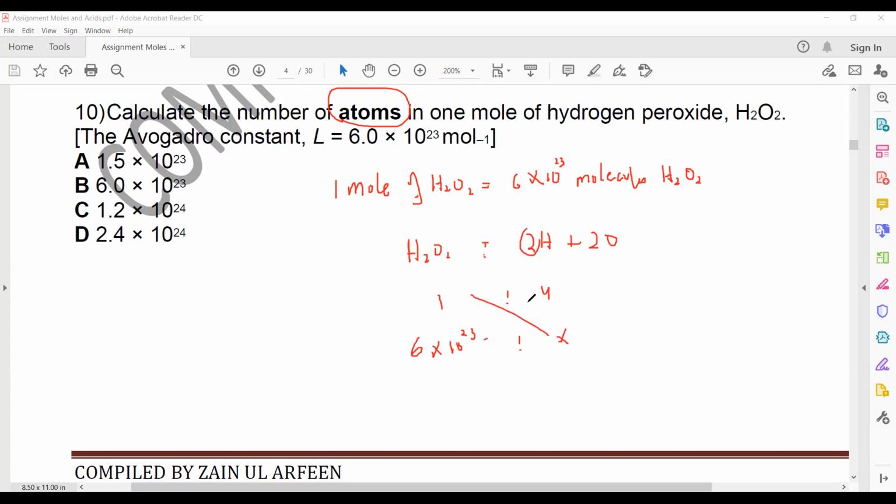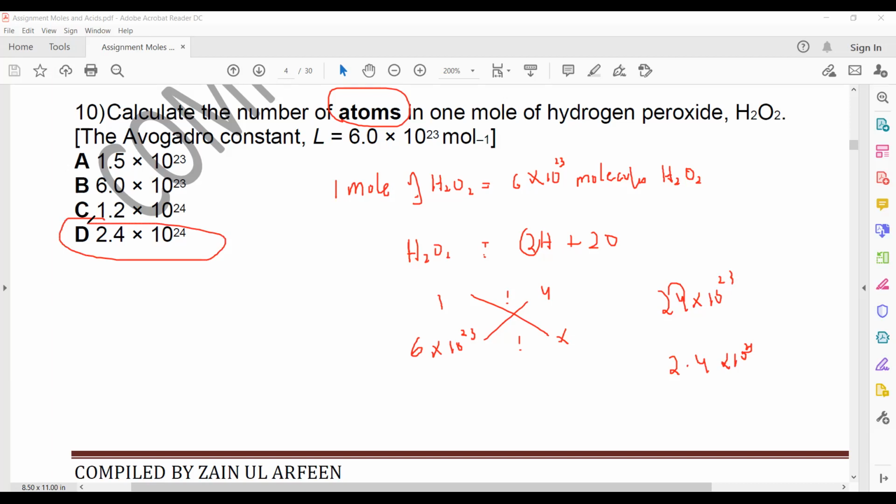Cross multiply. So 6 multiplied by 4 is 24. So this will be 24 × 10^23. But if you convert it, move the decimal point to the other side, it will be 2.4 × 10^24. Is it clear? So D is the right answer.